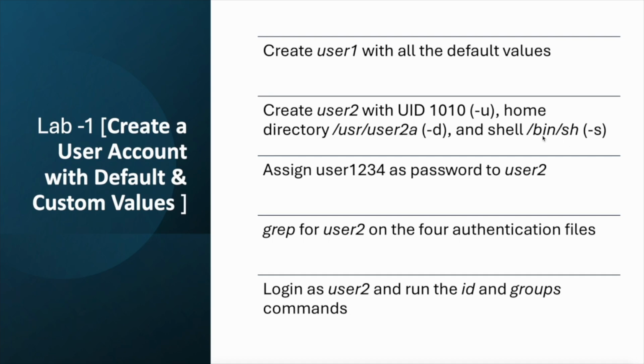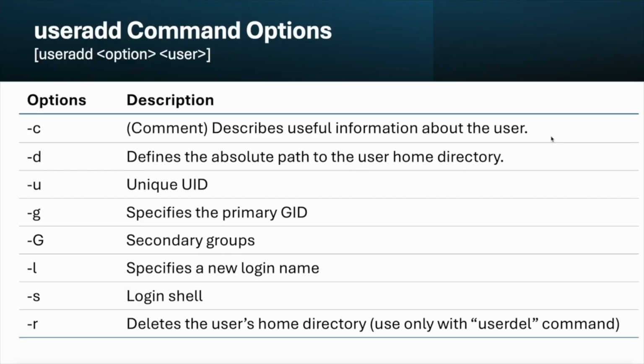Second is to create user2 with a UID 1010, home directory as /usr/user2a, and the login shell as /bin/sh. So it is asking me for three things. These are the custom values: UID 1010, home directory as /usr/user2a, and login shell as /bin/sh. So let's do it.